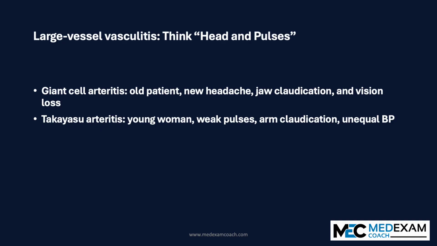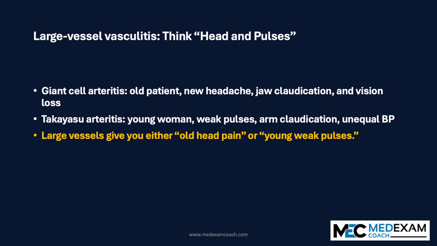The other large vessel vasculitis is Takayasu's arteritis, which happens in younger women. They usually present with weak pulses, arm claudication, and unequal blood pressures between the various arms. So large vessel vasculitis either gives you old head pain, which is giant cell arteritis, or young weak pulses, which is Takayasu arteritis.